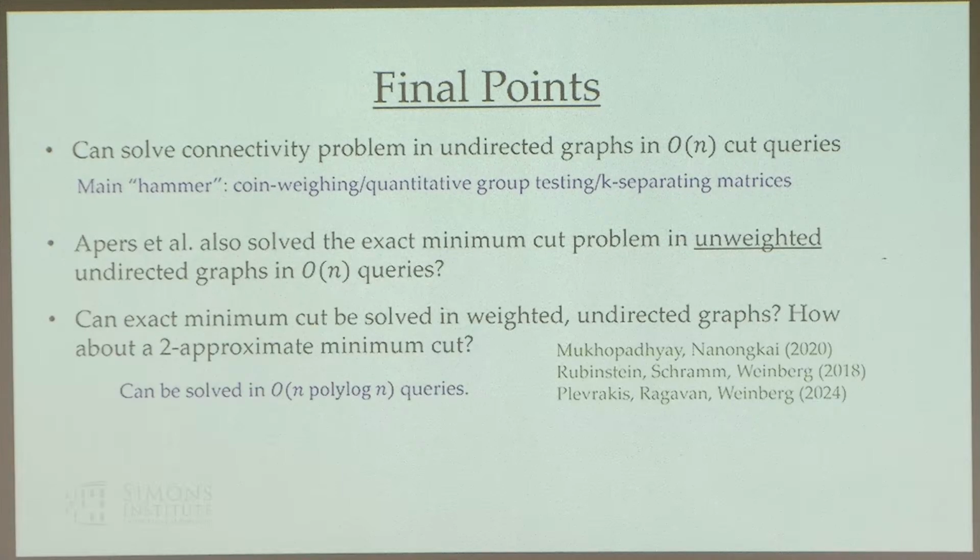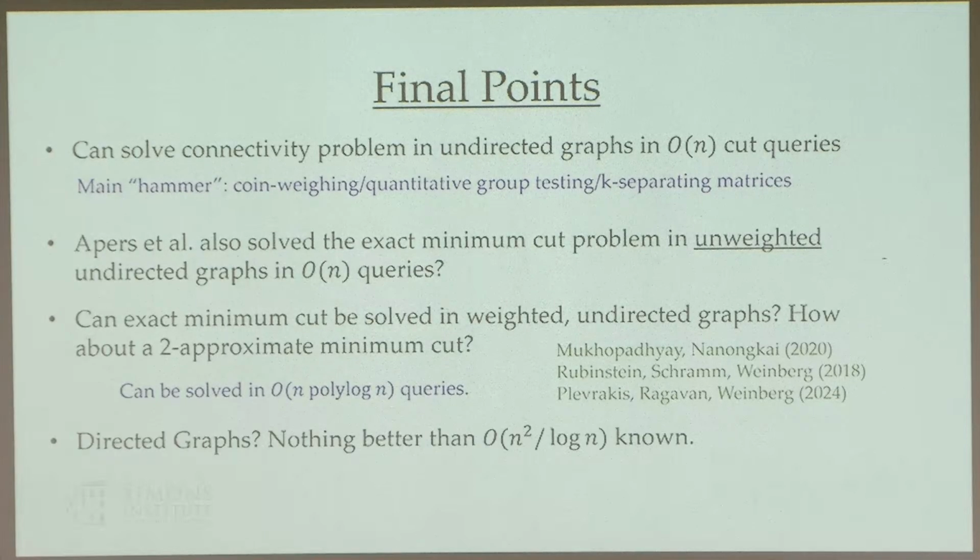For example, what about weighted graph minimum cut? There was a very nice paper of Mukhopadhyay and Nanongkai which can do it in n polylog n. You can do all these cut sparsifiers in n polylog n. So if you allow me this extra polylog n, many things can be done. Are they necessary, or can you shave them off? We don't know. But things are much less understood if I look at directed graphs.